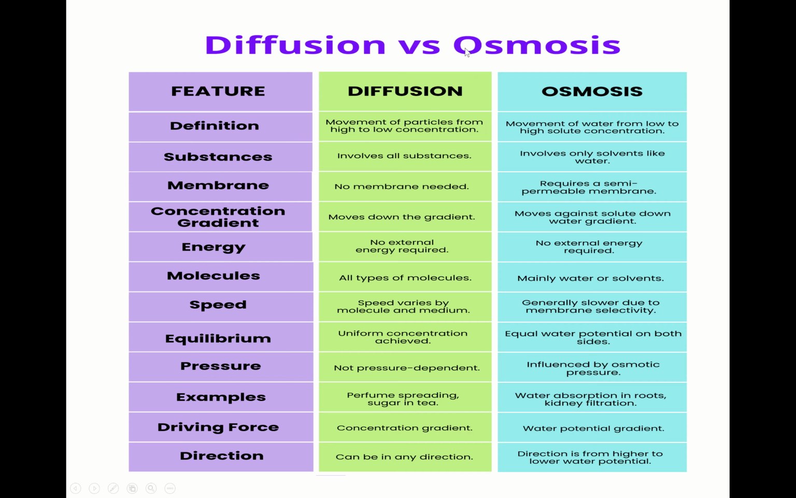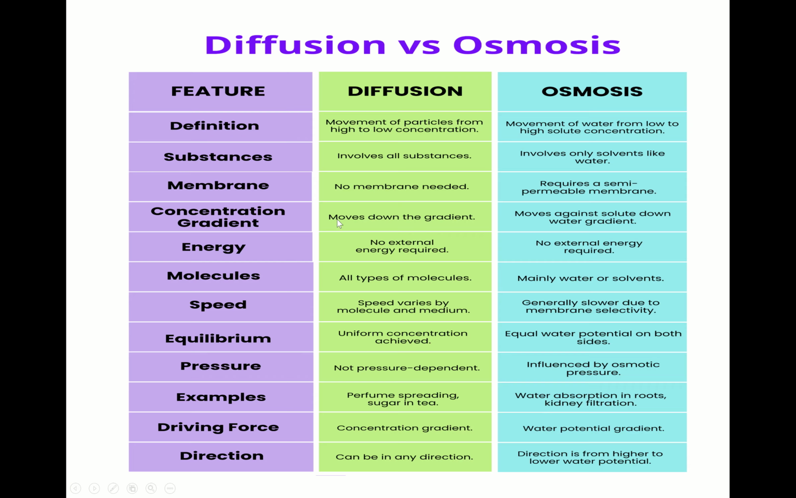Substances, here it involves all the substances, whereas osmosis involves only solvents like water. That is why osmosis is a selective process, whereas diffusion is a random process, so it allows all the substances to pass through. Here no membrane is needed, but in osmosis a semi-permeable membrane is there, and it acts as a barrier. Semi means half, so it will allow only half of the substances to pass through.